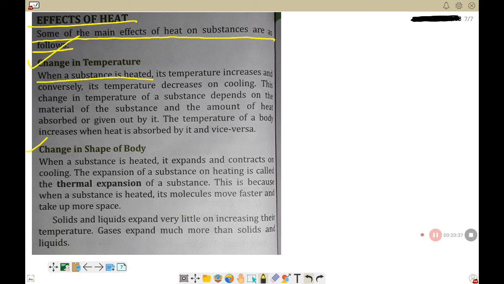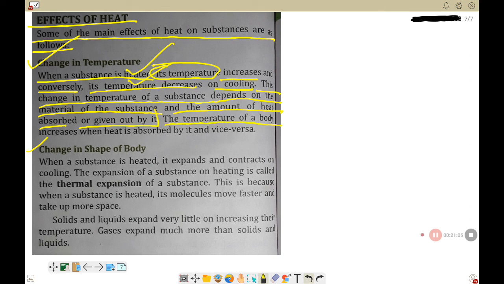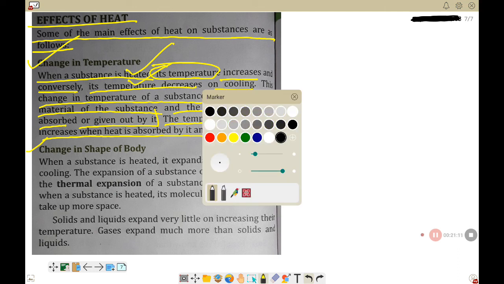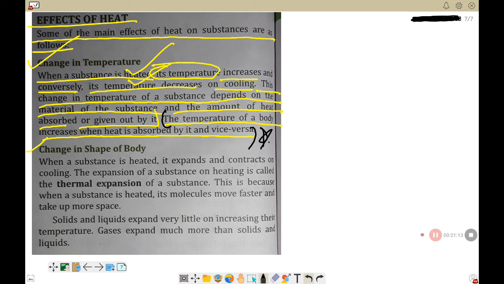So when a substance is heated, what changes? Temperature changes. Okay, so when you are heating the substances, temperature increases and conversely its temperature decreases on cooling. So when you are heating, temperature is rising. When you are cooling the substance, temperature is decreasing. So this change in temperature of a substance depends on the material of the substance and the amount of heat absorbed or given out by it. So the temperature of a body increases when heat is absorbed by it and vice versa. So here you please take a note of this and put a star mark. Very, very important sentence to be remembered from this paragraph.